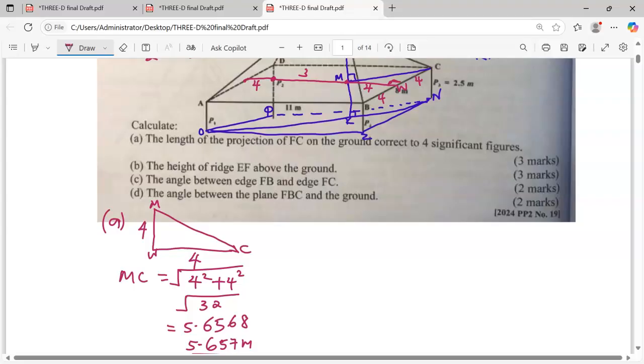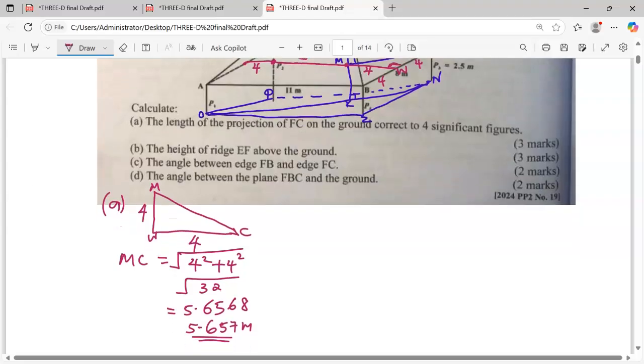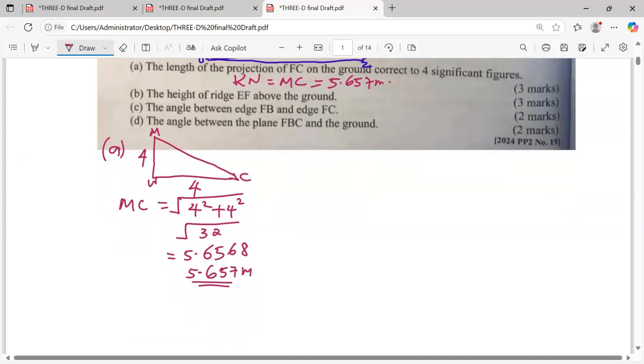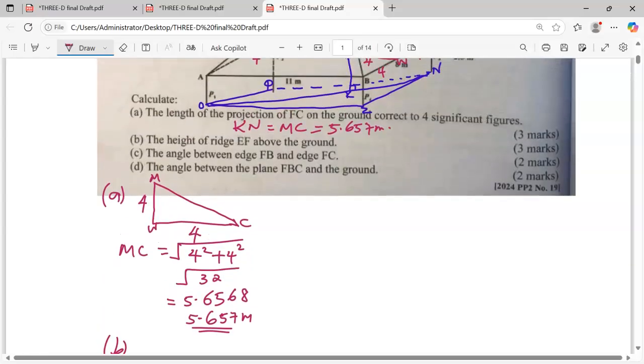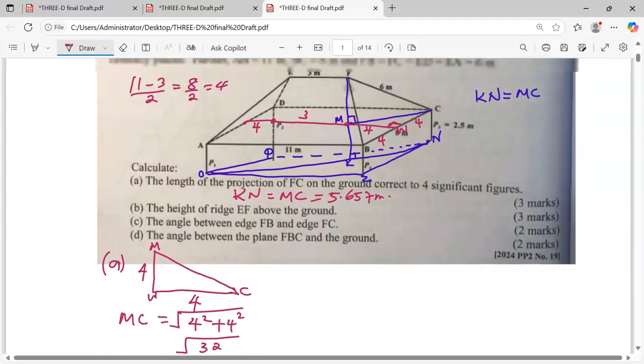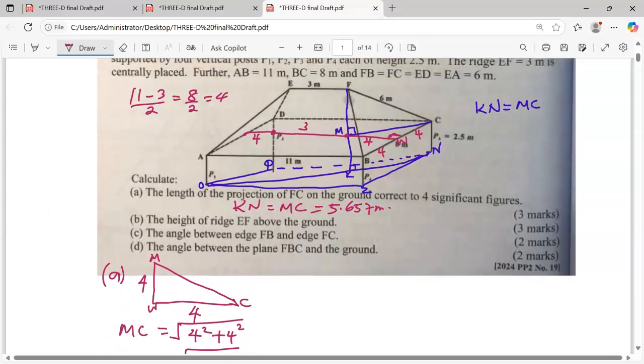And the ground in this case is KN. Remember, we can argue that KN is the same as MC, and that is equivalent to 5.657 meters. Once we have done that, we can now go and work on part B of the question. In part B of the question, we are supposed to find the height of the ridge EF above the ground. That means we need the length KF.